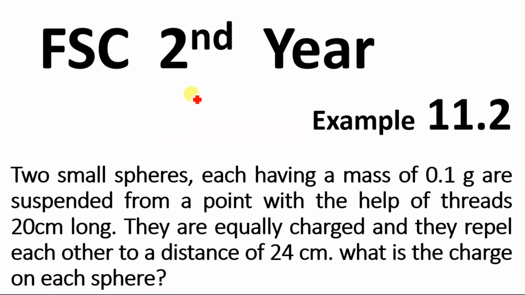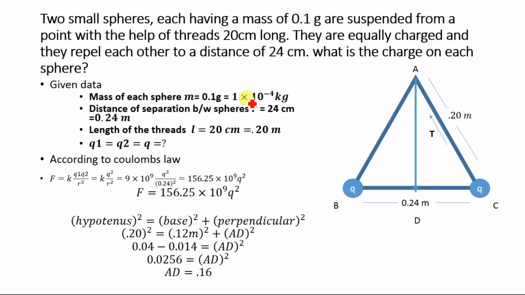Today we will solve this simple numerical, and this numerical is available in the FSC second year book. This is example number 11.2. The numerical is: two small spheres each having a mass of 0.1 gram are suspended from a point with the help of a thread 20 cm long.